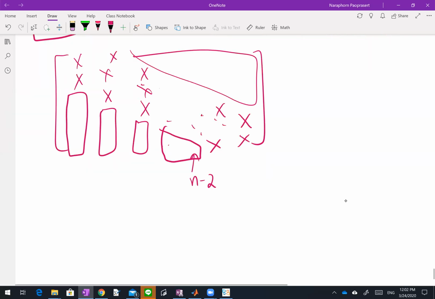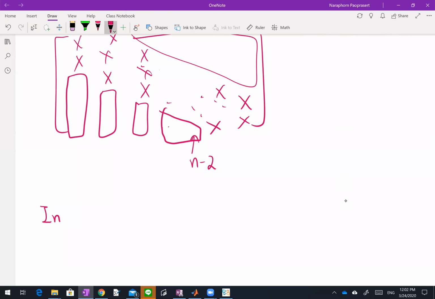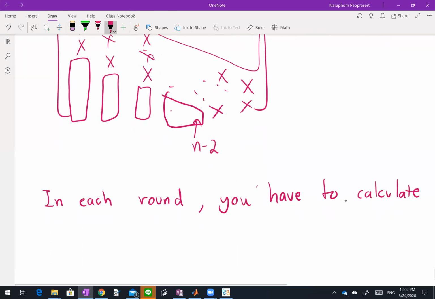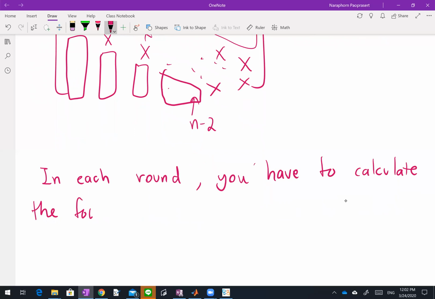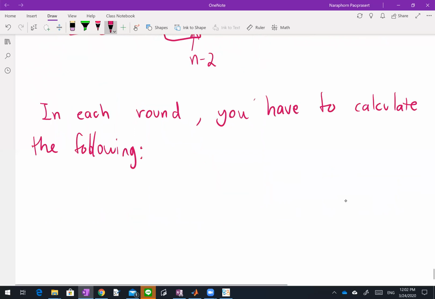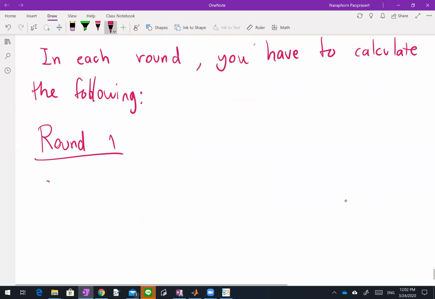Let's just see in each round, you have to calculate the following. Let's see for the first round, round 1. The first round is that step 1, calculate all parameters.